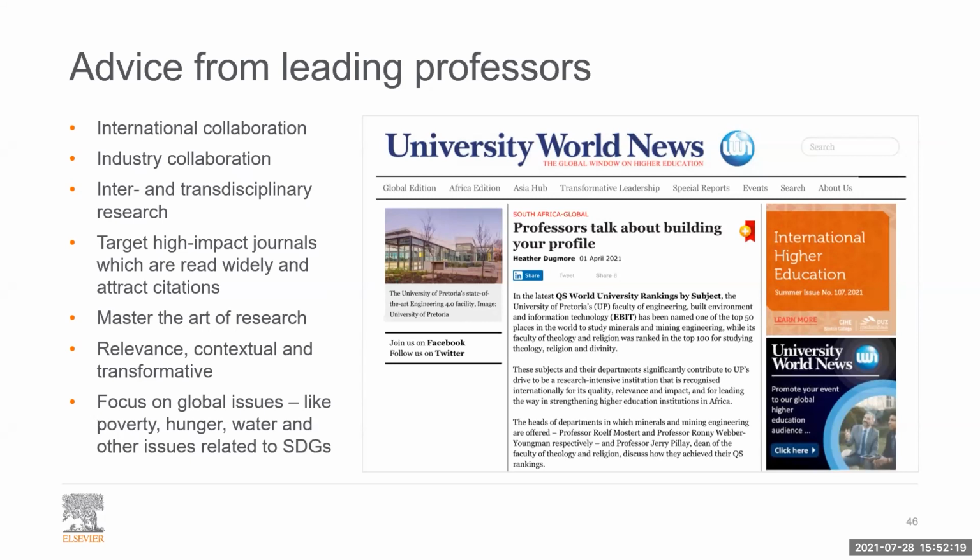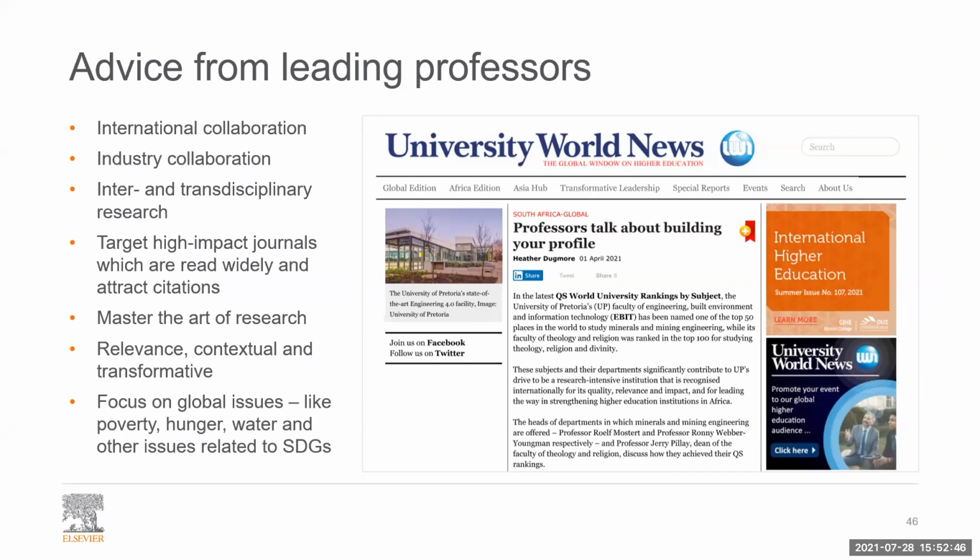Also, what they mentioned was to master the art of research, is to really get a very good understanding of how to do research and expand that to the entire department where there's a good understanding of how to do research. It just makes it so much easier and less painful to the whole publication process as well.